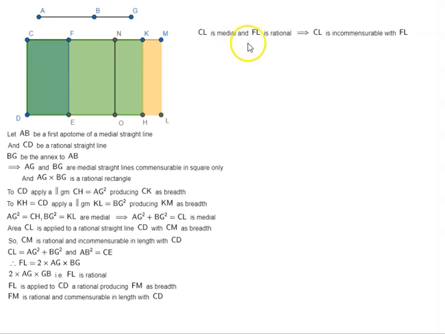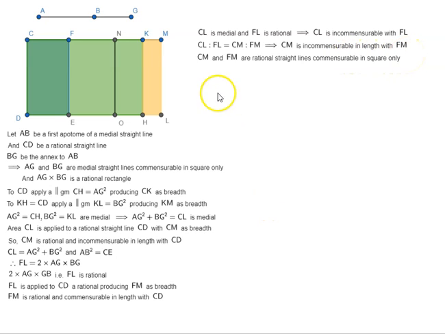CL is medial and FL is rational. That means CL and FL are incommensurable. Now CL is to FL equal to CM is to FM, which means CM is incommensurable in length with FM. So we can say CM and FM are rational straight lines commensurable in square only. So CM minus FM, which is equal to CF, is an apotome.